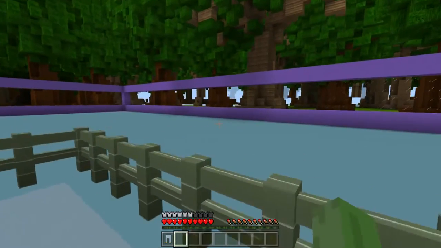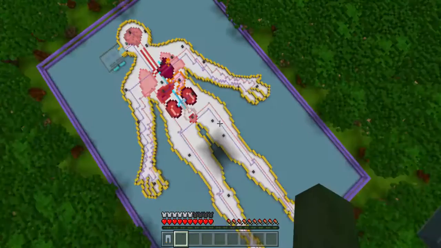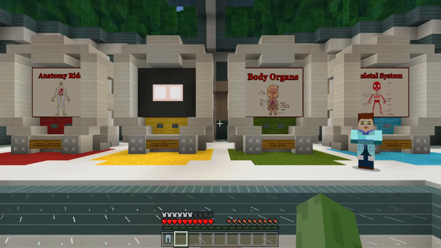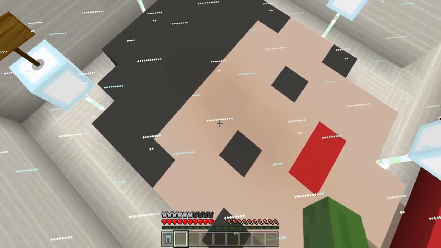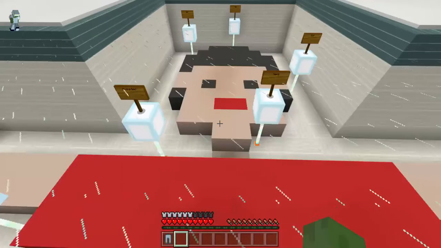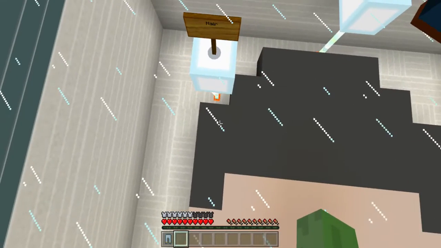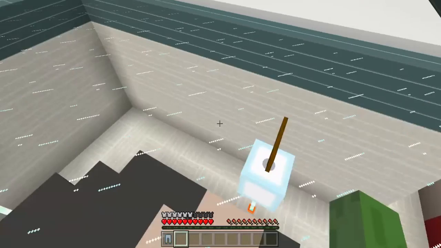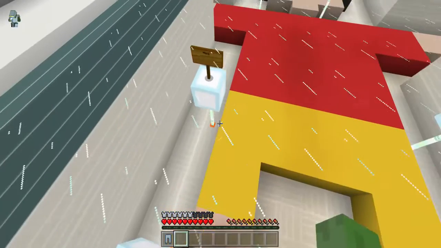We head somewhere else, go back to the observation room. We want to head back to the lobby. So now that we're done, I think. So this is the human body, lower definition. As we can see here, this is the head. This whole thing is the head. These are the ears and the head.